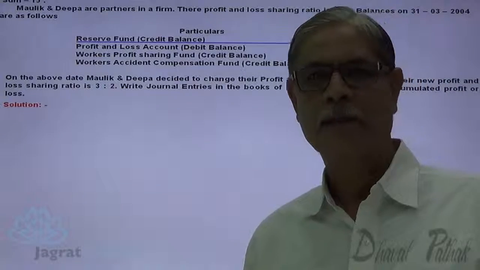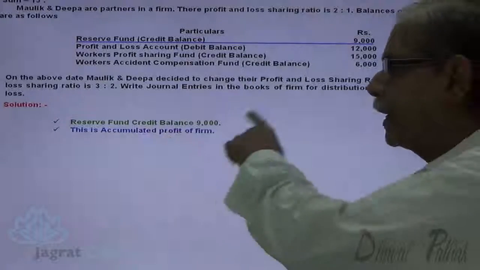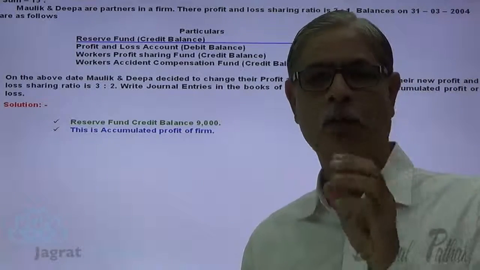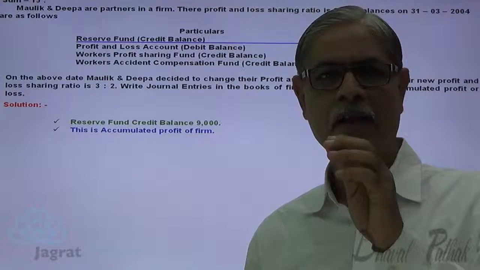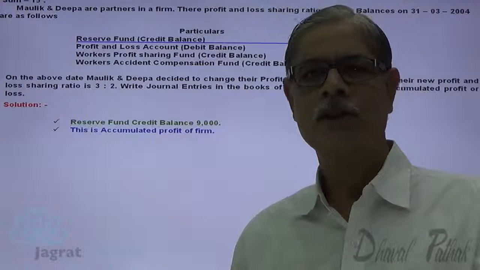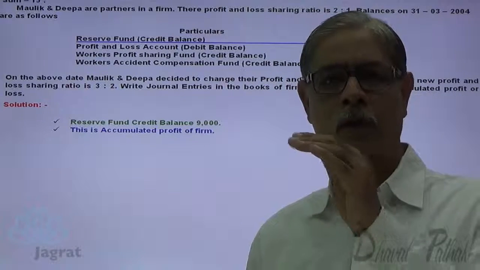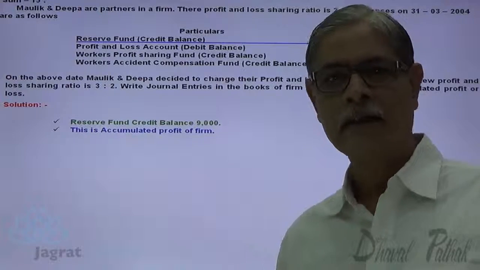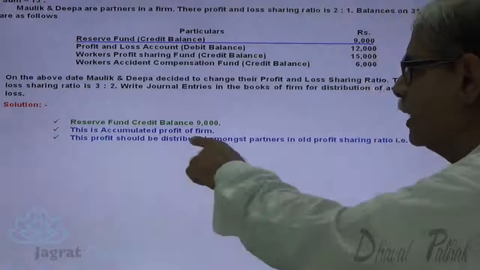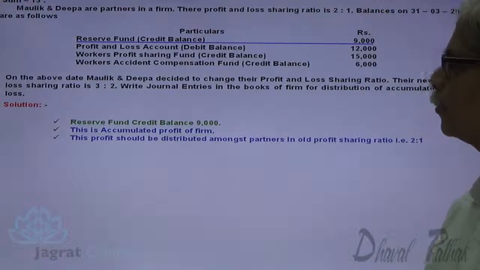Reserve fund credit balance 9,000. This is the accumulated profit of the firm. This profit was accumulated in a period prior to the date on which the profit sharing ratio is changed. So this is a profit that should be distributed in the old profit sharing ratio. So this profit should be distributed amongst partners in the old profit sharing ratio 2:1.